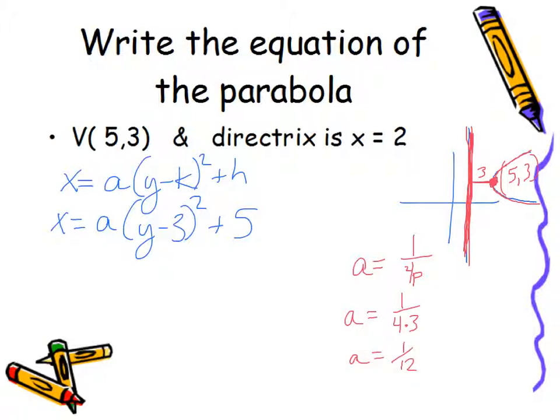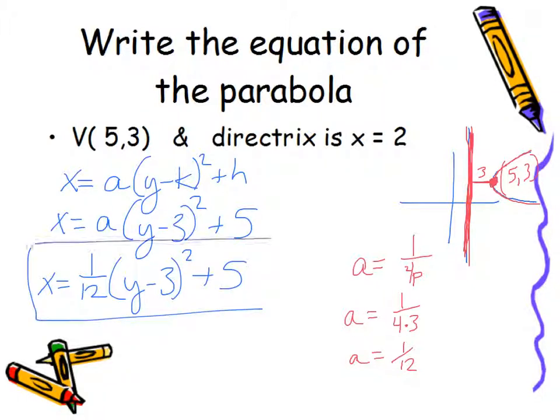So let's go back and plug that into our equation. So it's x equals 1/12 times y minus 3 squared plus 5. There you have it.